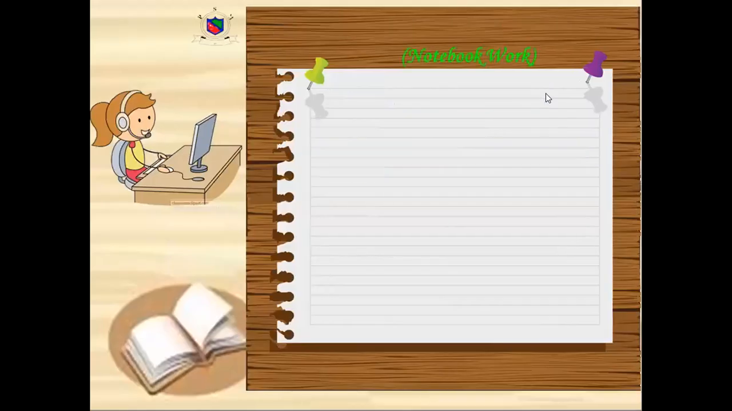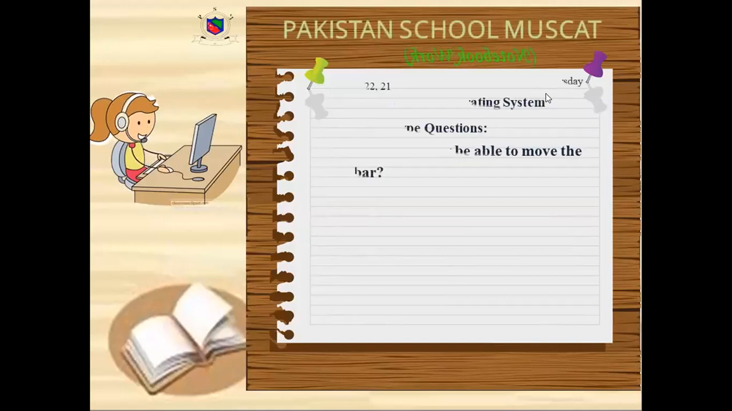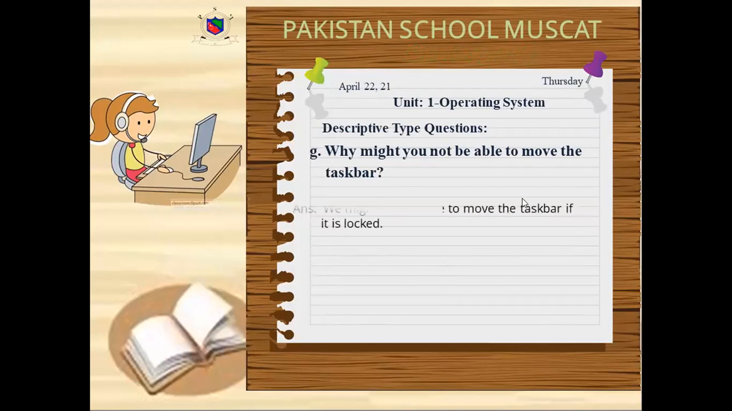Here we have the answer with us now. As we know, if we lock the taskbar, it will not be moved from its place. So we will be writing the answer: we might not be able to move the taskbar if it is locked. It's a very short and simple answer, and I hope my children have understood this one.